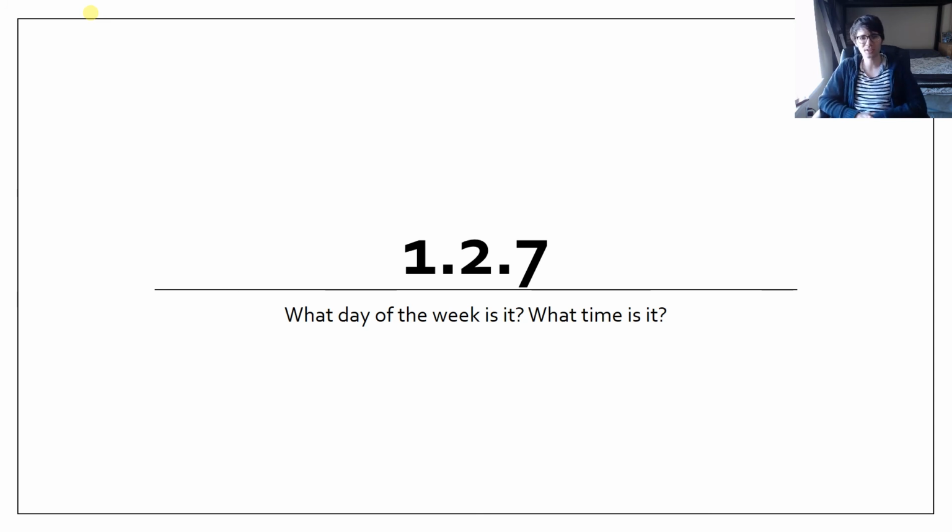And today we are looking at Unit 2, Section 7. We're going to be learning about the days of the week and how to talk about what time it is. We'll also learn about how to ask someone what day of the week it is. And we'll also be able to tell someone what the time is, at least the hour. We're going to worry about how to say the minutes in a future lesson.